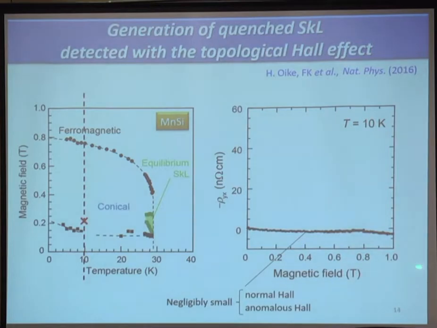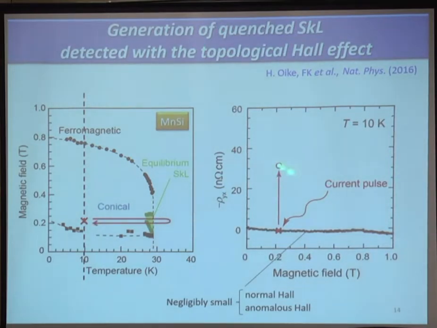This is the magnetic field versus conductivity at 10 K. The graph data corresponds to the equilibrium condition. As you see, in this condition, the normal Hall effect and the anomalous Hall effect are negative and small. Then we apply the electric pulse, and the sample temperature is rapidly heated up and then cools down. As a result, a large topological Hall effect appears.